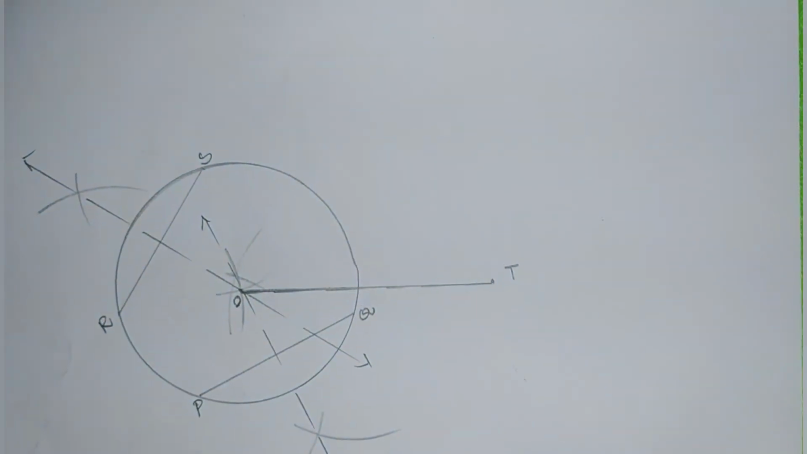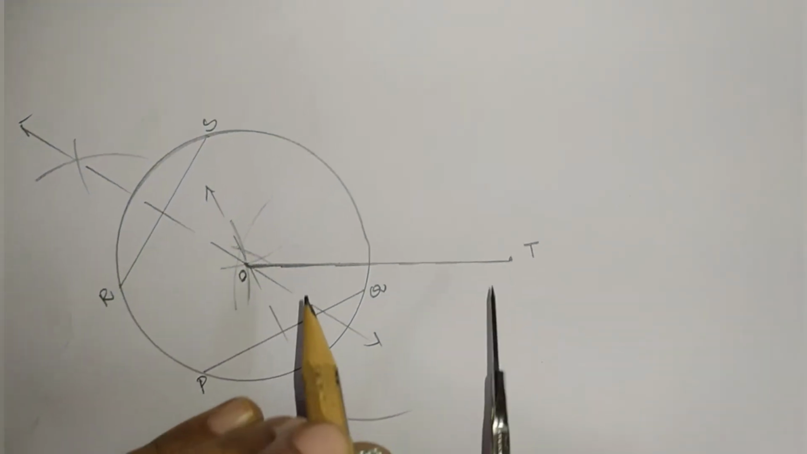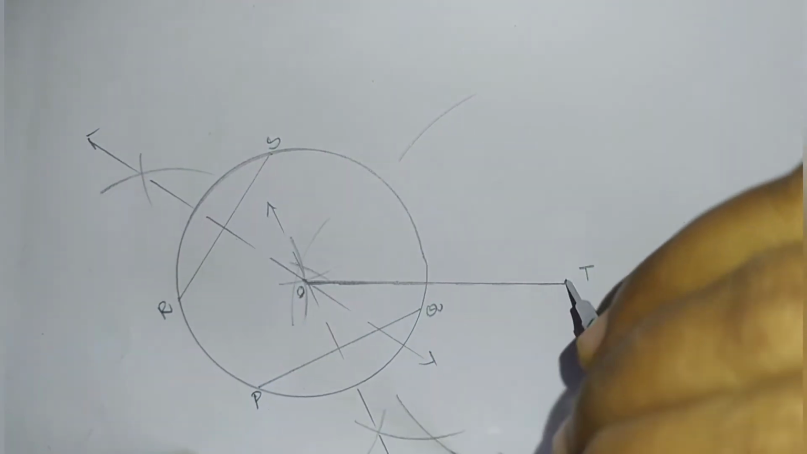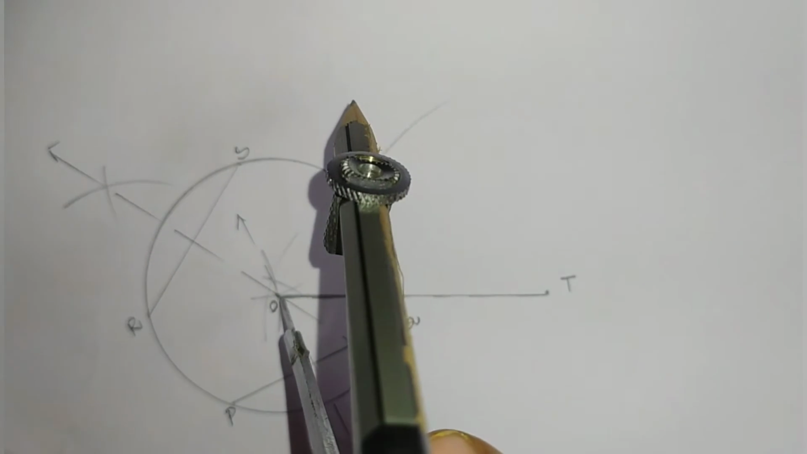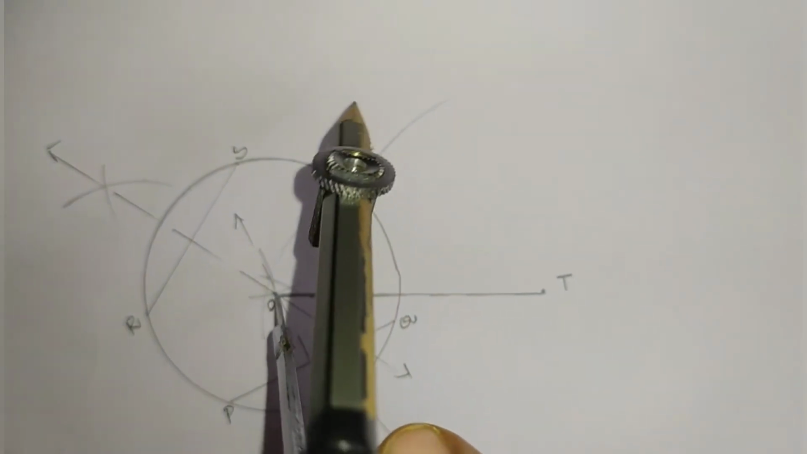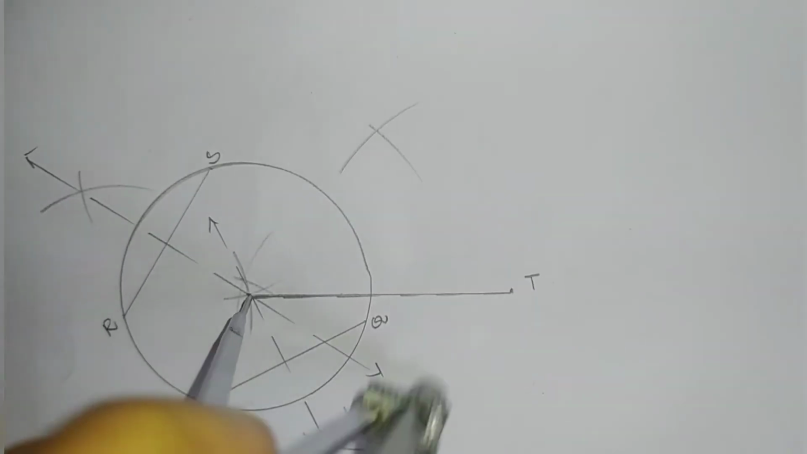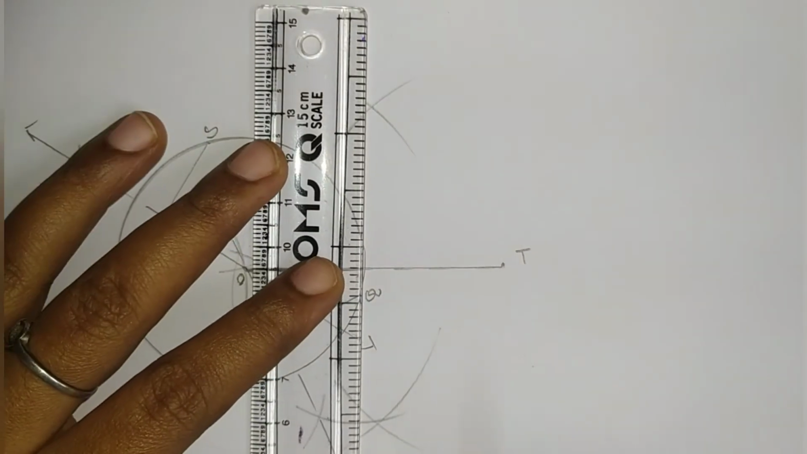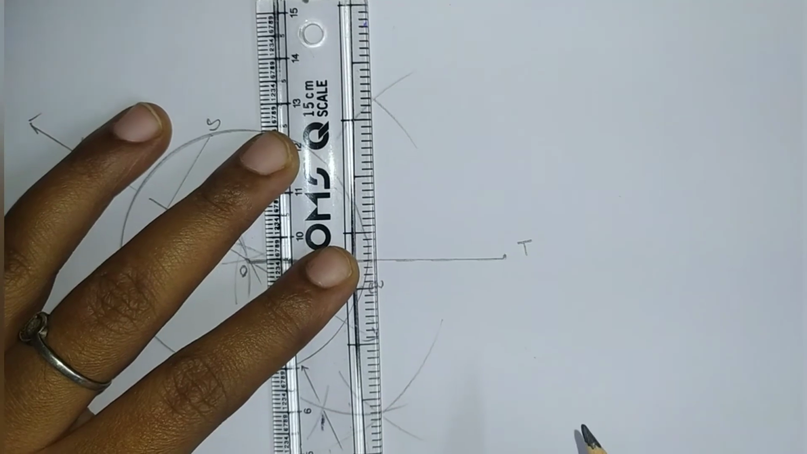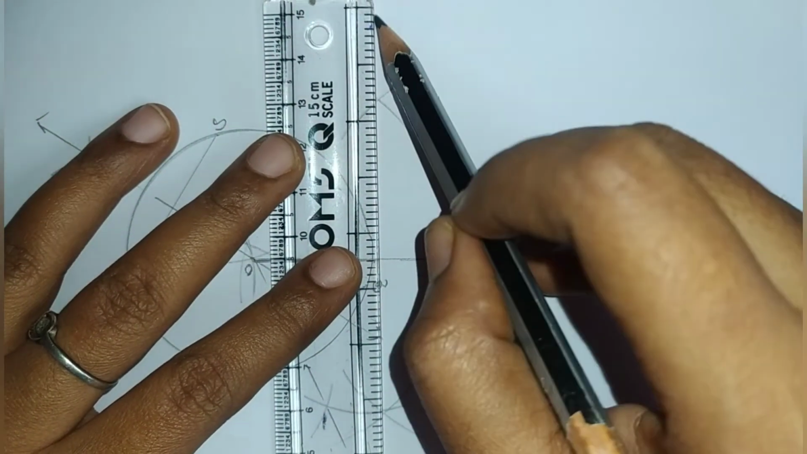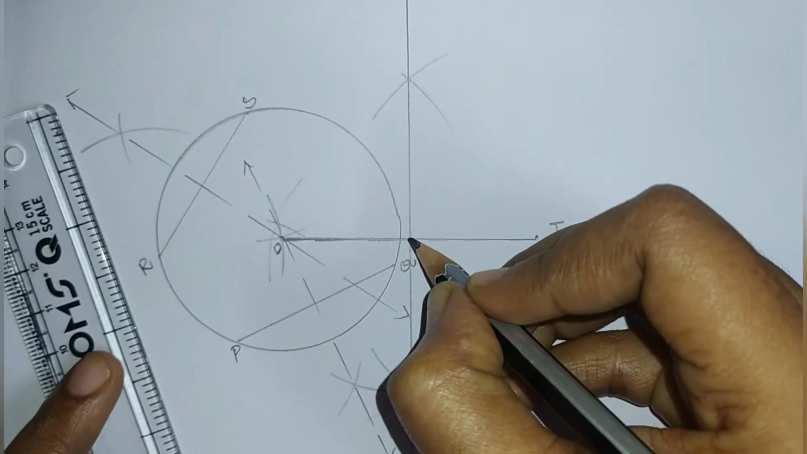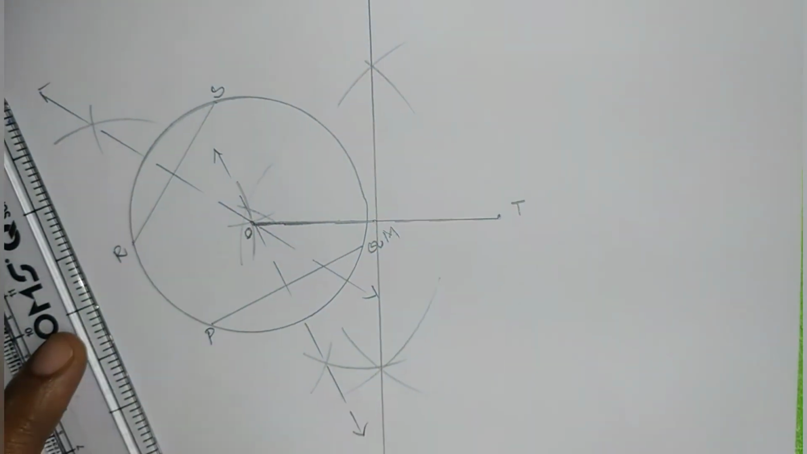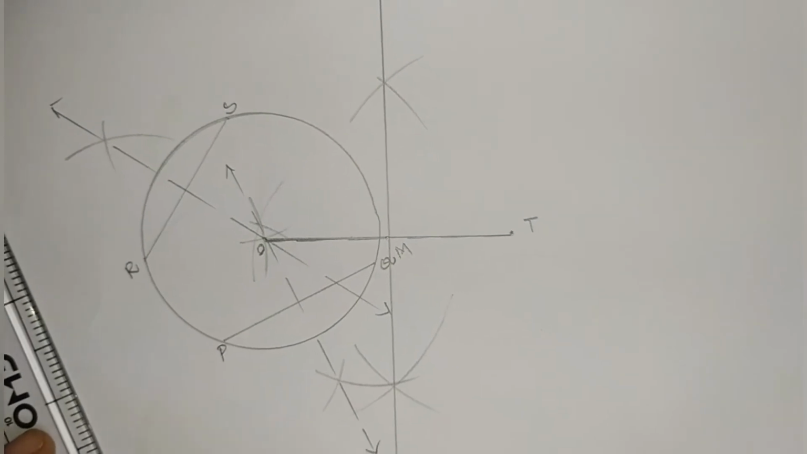Now draw the perpendicular bisector for OT. So we have to draw a new circle now. For that we have to draw the perpendicular bisector. Now join, and then mark this as M. This is the midpoint of OT.